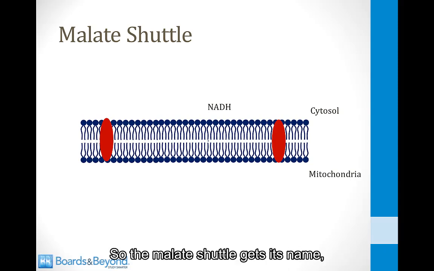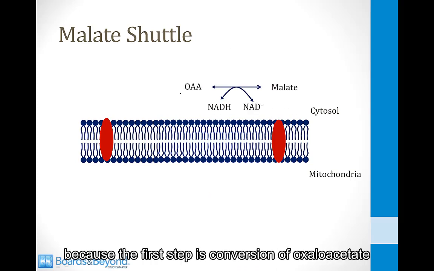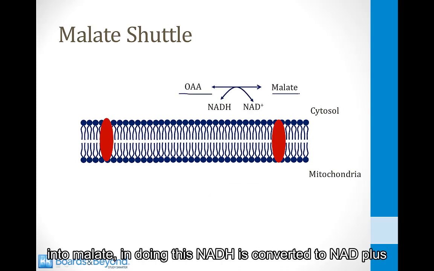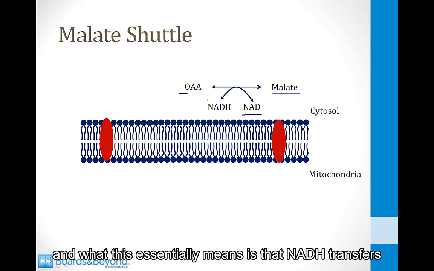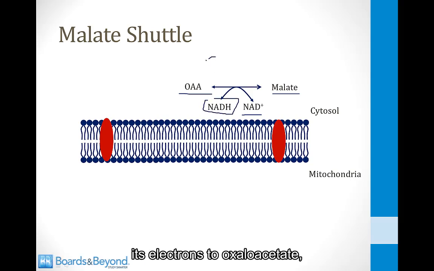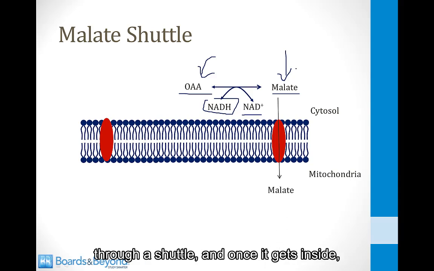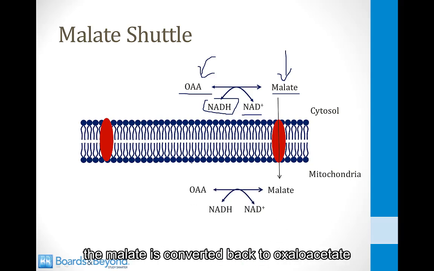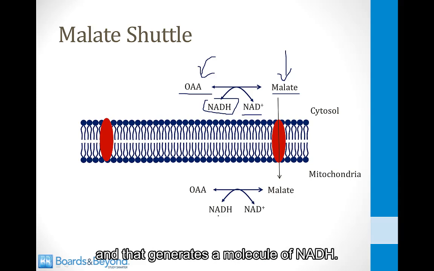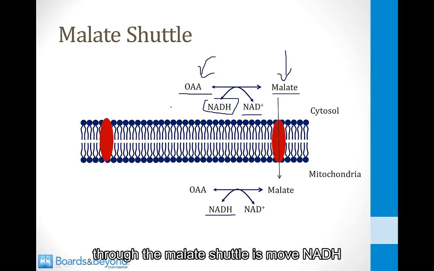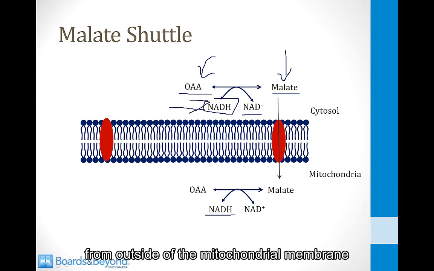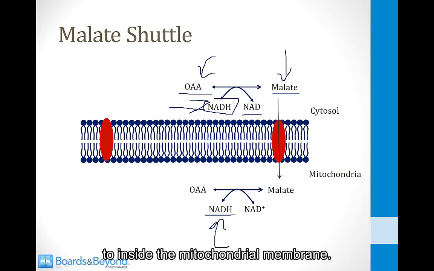The malate shuttle gets its name because the first step is conversion of oxaloacetate into malate. In doing this, NADH is converted to NAD+, and what this essentially means is that NADH transfers its electrons to oxaloacetate, and that creates a molecule of malate. Malate can cross the mitochondrial membrane through a shuttle, and once it gets inside, the malate is converted back to oxaloacetate, and that generates a molecule of NADH. So what we have essentially done here through the malate shuttle is move NADH from outside of the mitochondrial membrane to inside the mitochondrial membrane.